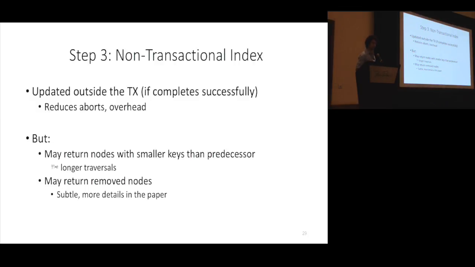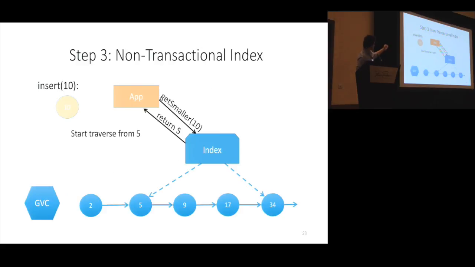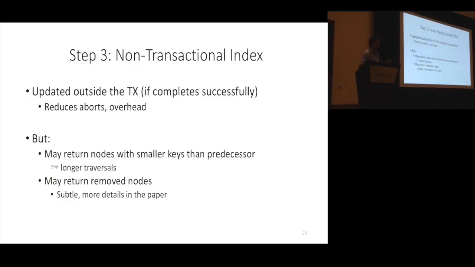there are some issues because we update outside the transaction. There could be some races because, for example, the index can return me a node with a key that is not the predecessor. It can return me a key that is smaller than the predecessor. Like in the example, you see, I wanted to insert after node number 9, but the index is not familiar with node number 9 because it was just now added, so it returned me node number 5. This is not a real problem, it may a little bit impact performance, but not a real problem. Another thing that can happen is that this index can return me a deleted node. This is a little bit more subtle, and I will not get into it; you can read it in the paper.